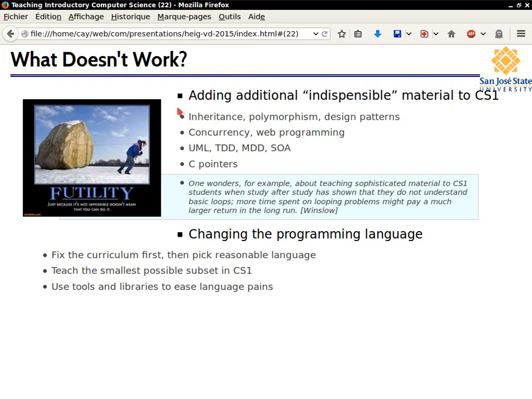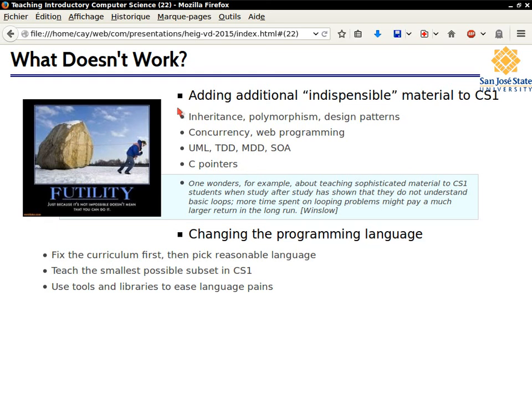Then there's this other thing that doesn't work, and that's the last thing I'll say, and that's changing the programming language. The world is littered with papers that say, oh, we changed the language from C++ to Java, from Java to Python, from Python to Scheme, from Scheme to Turing machine code, and in the end, it makes a negligible difference.